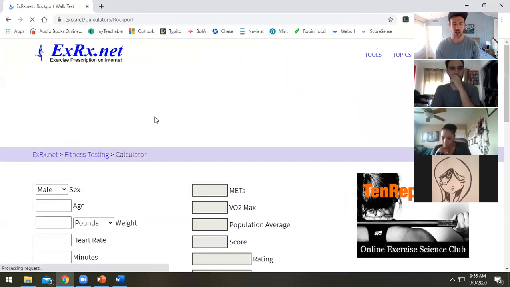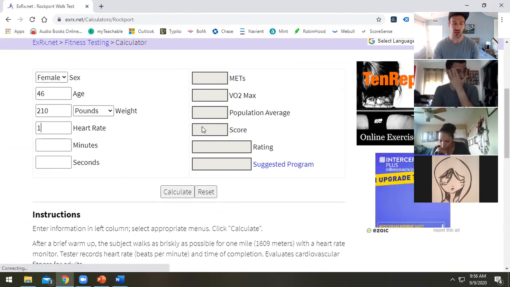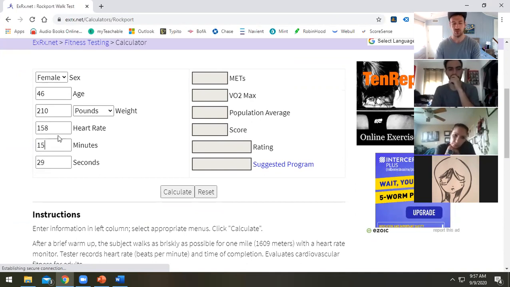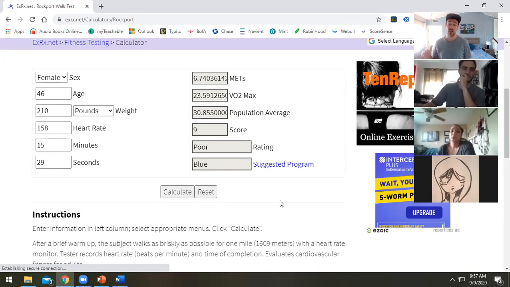Let's say we've got our client here. We'll go female, 46 years old, 210 pounds. Their heart rate at the end of the test, let's say 158. And it took them 14 minutes and 29 seconds, which is actually 14.48 in decimals. And then we calculate it. Their VO2 max is about 23.59. Not super great, right? So we would definitely give that person a program built around their baseline so we can build that up.